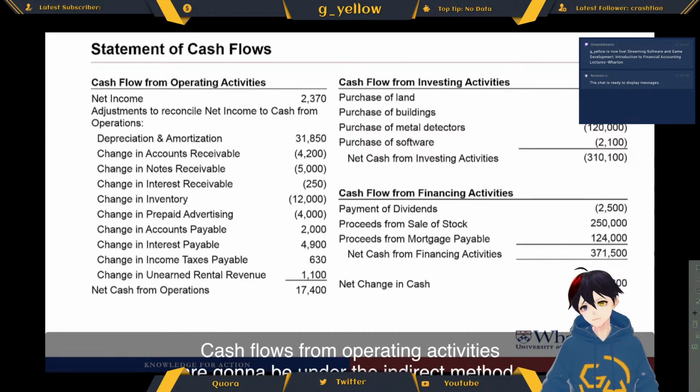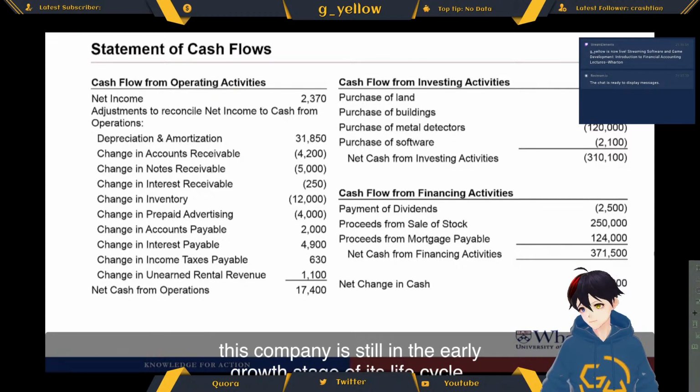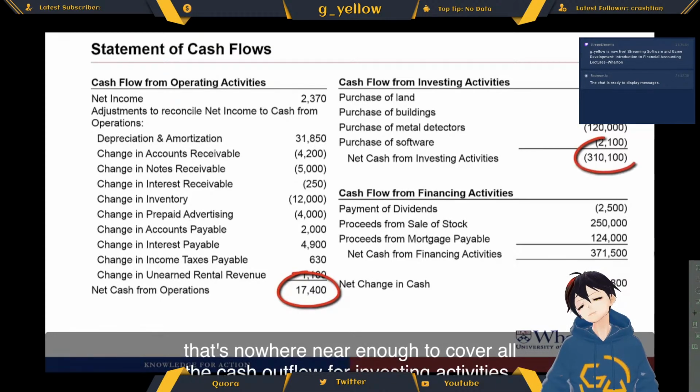So putting it all together, this is what Relic Spotter's cash flow statement is going to look like. Cash flows from operating activities are going to be under the indirect method, and then we'll have cash flow from investing and financing activity under the direct method. In terms of analysis, what this statement tells us is that this company is still in the early growth stage of its life cycle. We do have positive cash from operations, $17,400, but that's nowhere near enough to cover all the cash outflow for investing activities.